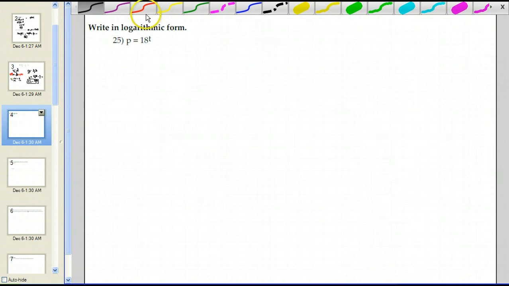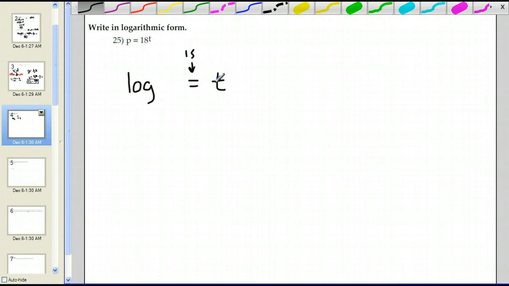Alright, write that thing in log form. If I want to write this in log form, remember, a logarithm is an exponent. So a logarithm is an exponent. What's the exponent here? t.